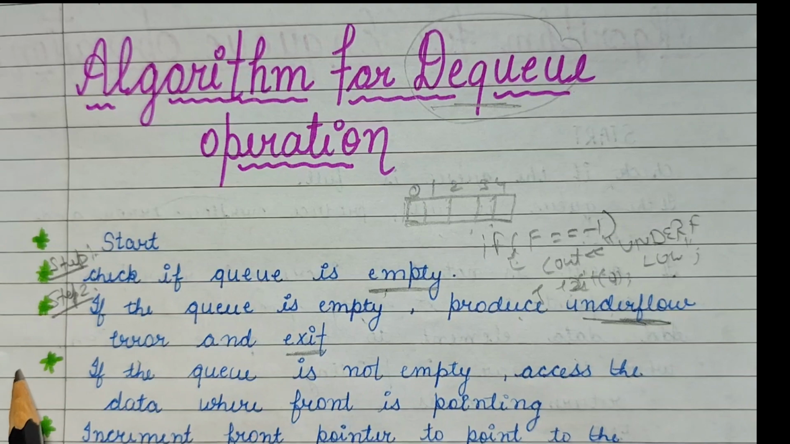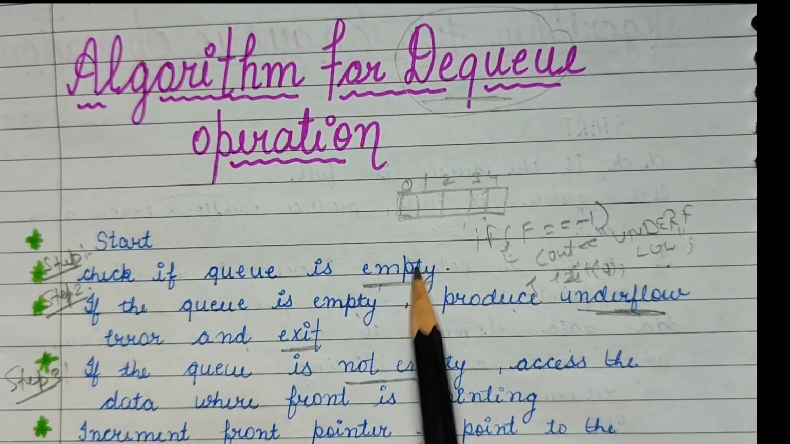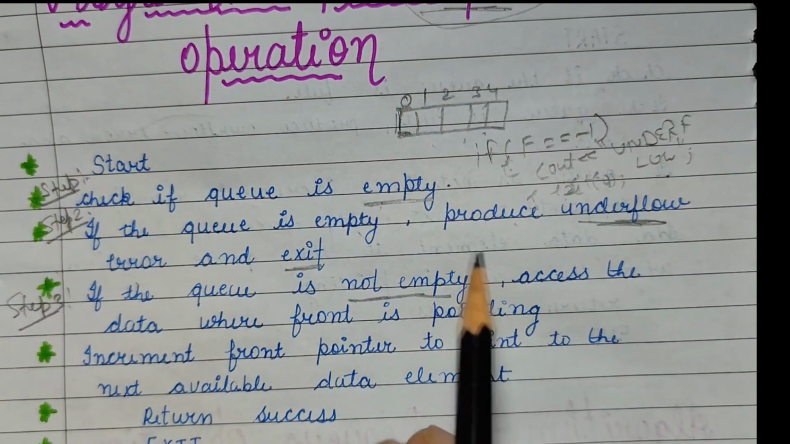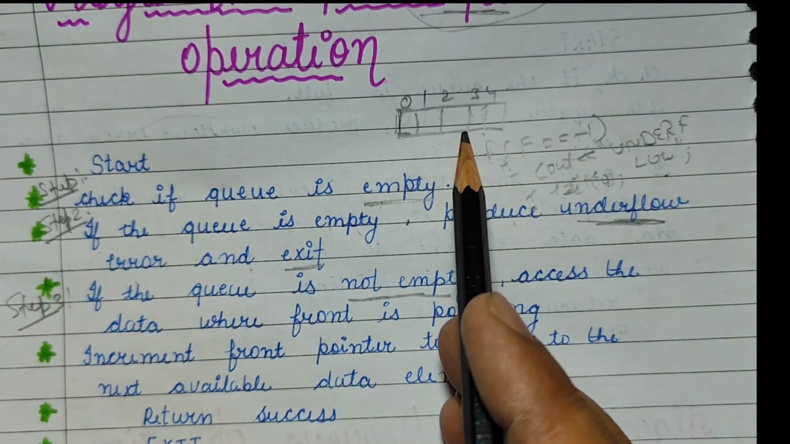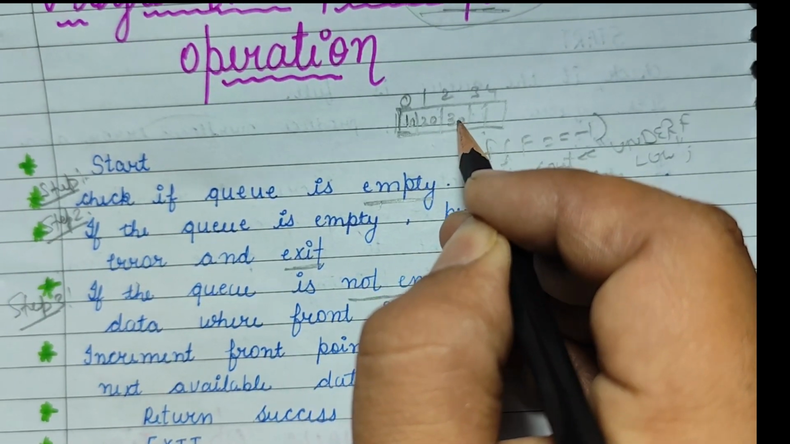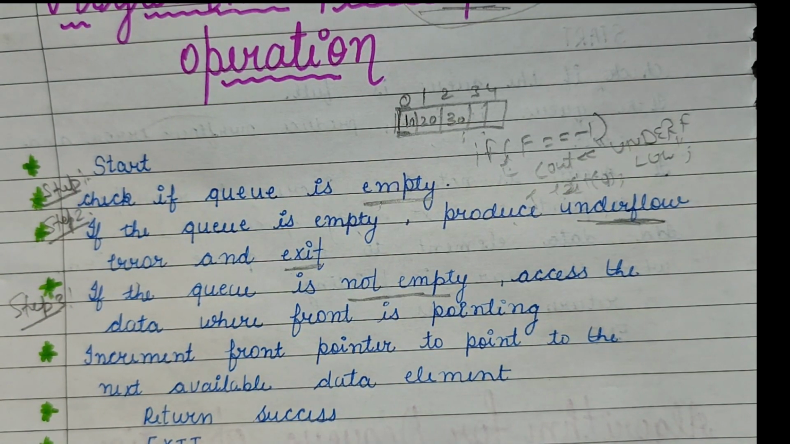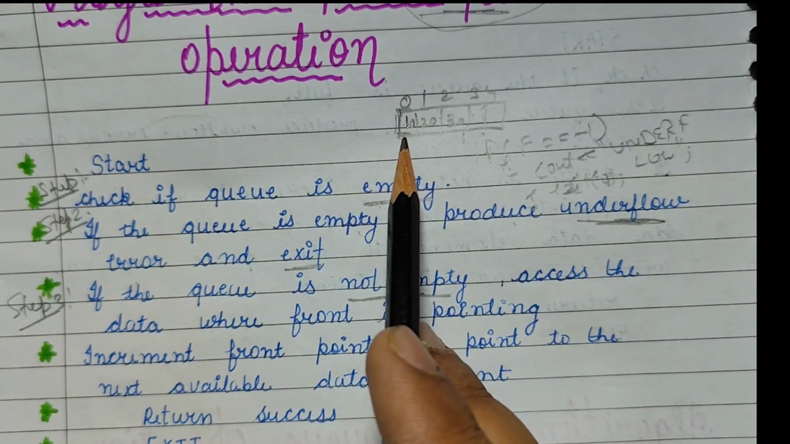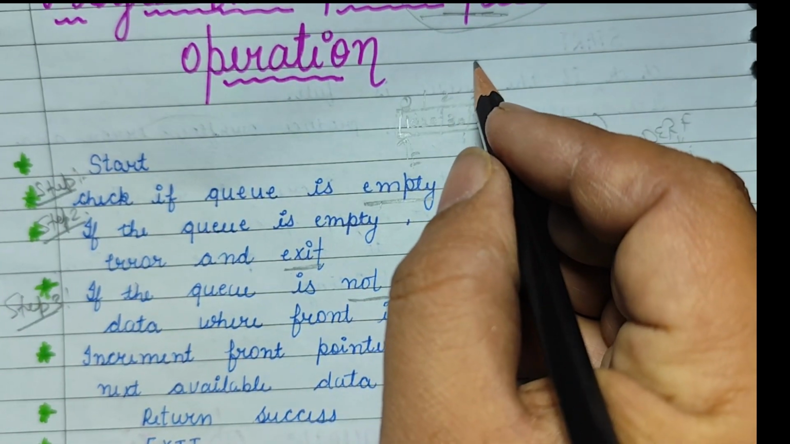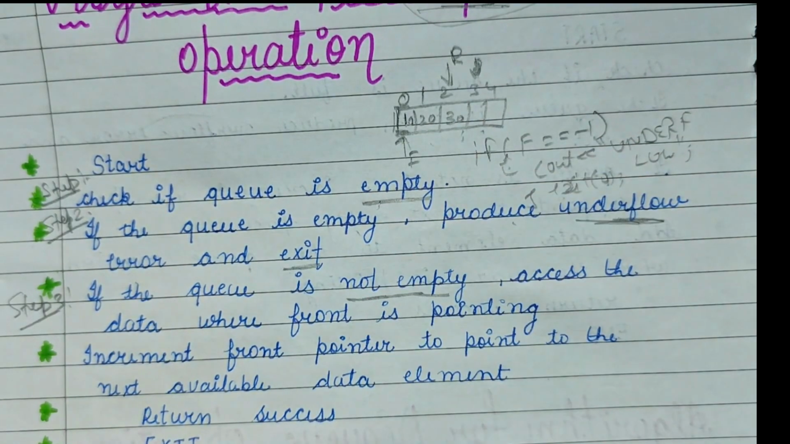Now in step 3, if this condition is false, if the queue is not empty, it means there are some elements in the queue. Suppose here we have 10, 20 and 30. Which element was inserted first? 10 was inserted first. So first we delete this 10 element. Right now front points to index 0, and rear points to the second index.